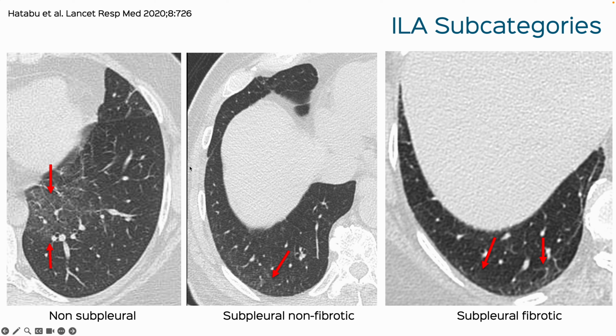Or you may pick it up on screening when you're, let's say, a patient with rheumatoid arthritis or scleroderma. We do a CT. Patient is completely asymptomatic and we find these lesions. So here we have non-subpleural ground glass, subpleural non-fibrotic, subpleural fibrotic, this traction bronchiectasis here. But in an asymptomatic patient, incidentally picked up, we use the term interstitial lung abnormality.